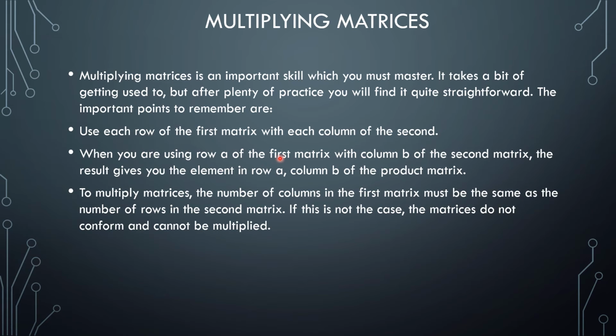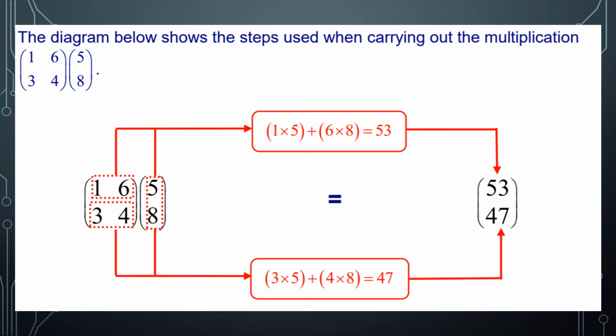When you use row A of the first matrix with column B of the second matrix, the result gives you the element in row A, column B of the product matrix. And to multiply the matrices, the number of columns in the first matrix must be the same as the number of rows in the second matrix. If this is not the case, the matrices do not conform and cannot be multiplied. So this is basically an example.